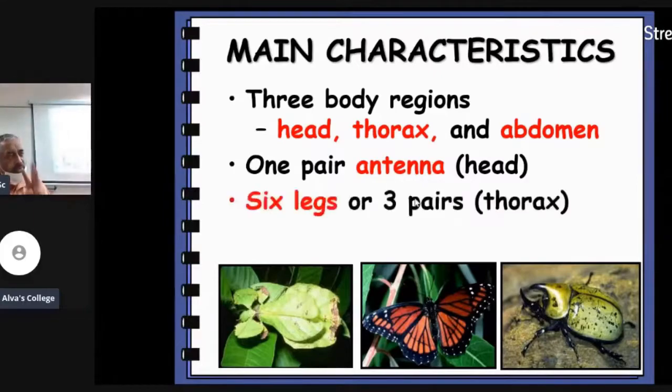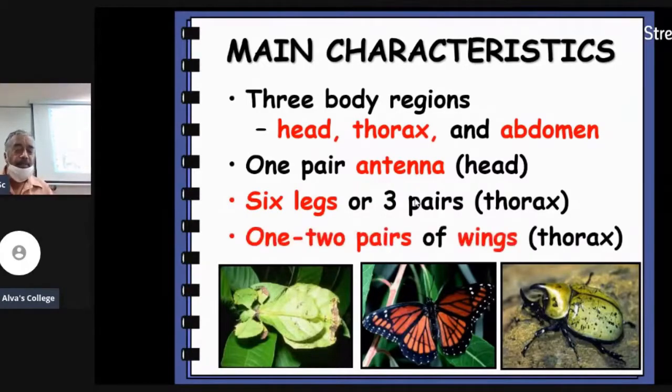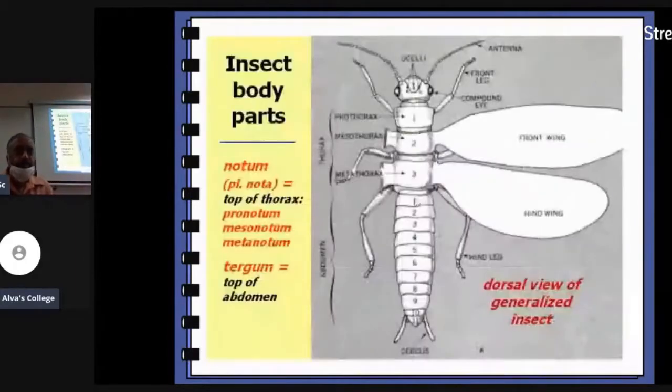Insects have three pairs of legs, that is, six legs, and they're all borne on the thorax. The majority of insects also have a pair of wings, so they can fly. You must have seen dragonflies, butterflies, and moths. These are all insects, and they are capable of flight because they have wings.